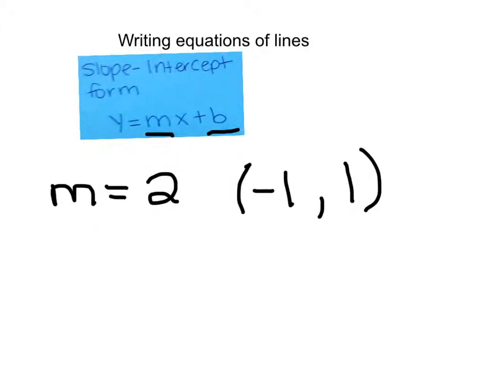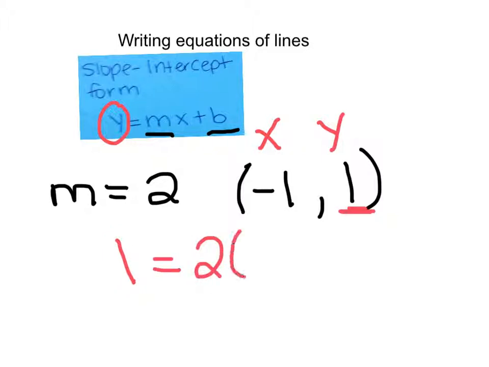Okay, and now we're going to go ahead and start plugging stuff in where we need it. Our point, we can use this as our x and the 1 as the y. So we'll plug that in and we're going to try and figure out what our y-intercept is. So this 1 will go in for the y right here. We'll have 1 equals 2 times whatever x is, which is -1. And we put plus b right here.